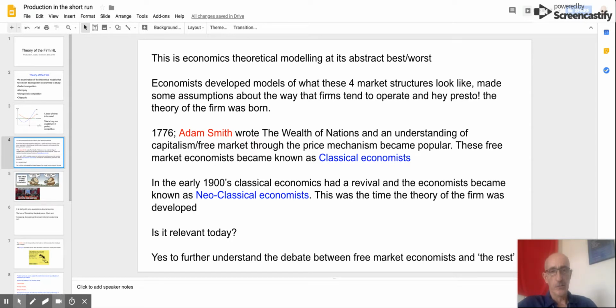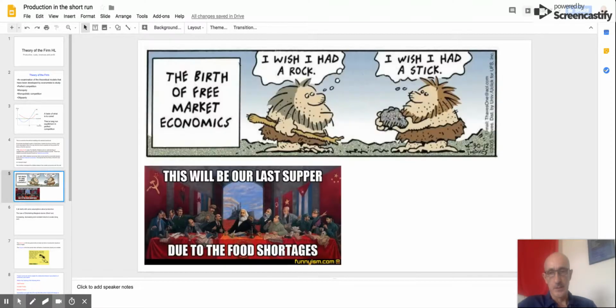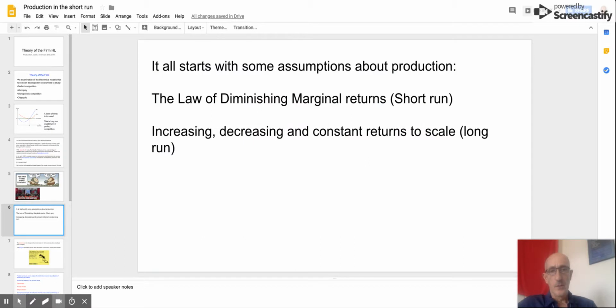It's a very, very complex, very difficult thing for economists to actually make predictions, and building models started really with Adam Smith back in 1776 when he started to develop the price mechanism, and has continued ever since. In the early 1900s, economists really started to develop the theory of the firm into what it is today. So we're going to have two videos.